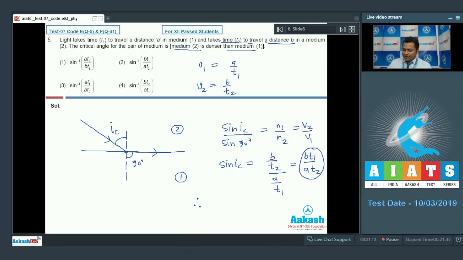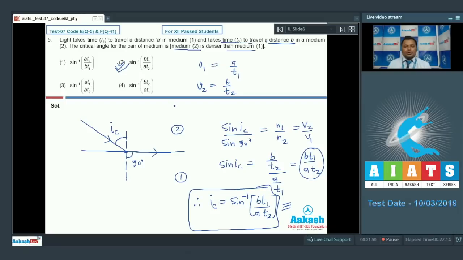So therefore, the critical angle IC will be sine inverse of BT1 upon AT2. So after looking at the answer, we can say that we have to go with option number 2, which is absolutely correct. So that's why we'll go with option number 2. Now let us proceed to the next question, that is question number 6.